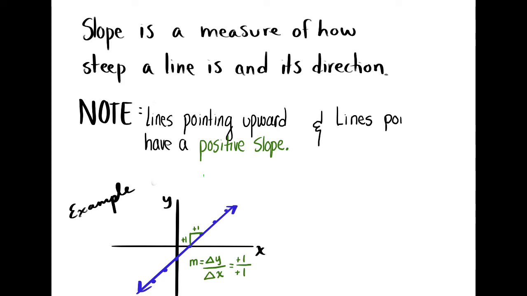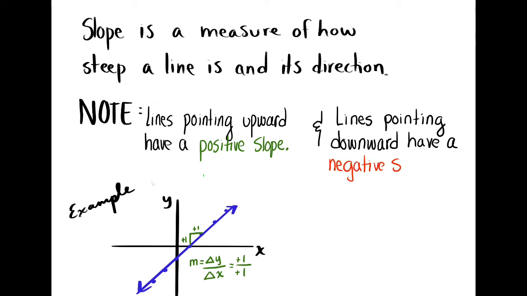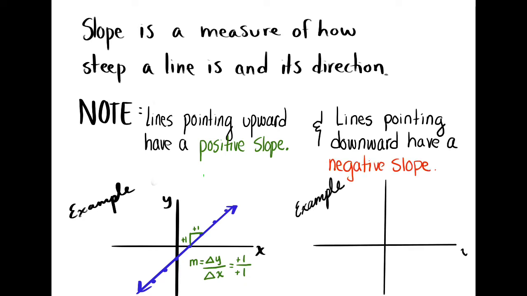Now, if the line is pointing downward from left to right, then we would say that it has a negative slope. This example here goes down 1 and to the right 6. So this one has a slope of negative 1 over 6.